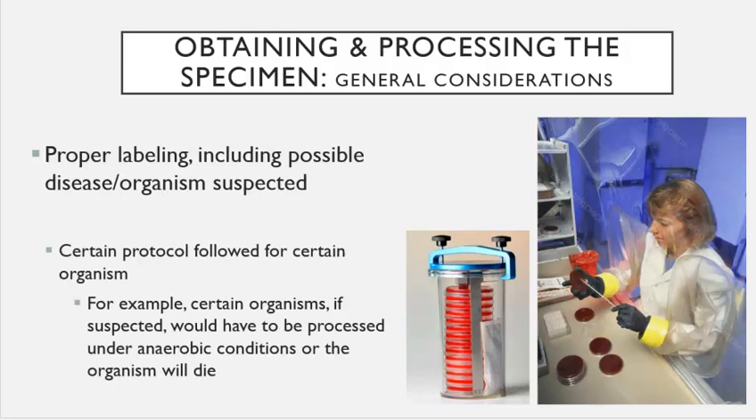Proper labeling needs to be included in mycology specimens, just like any other specimen, but also possible disease and organism suspected needs to be included. Certain protocol must be followed for certain organisms. For example, certain organisms, if suspected, would have to be processed under anaerobic conditions, or without oxygen, or the organism will die. This lab tech is processing a specimen in an anaerobic chamber where there's no oxygen. This is an anaerobic jar where the oxygen has been removed.